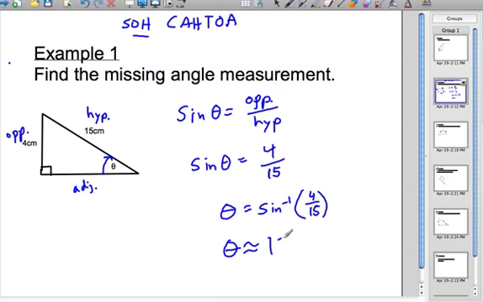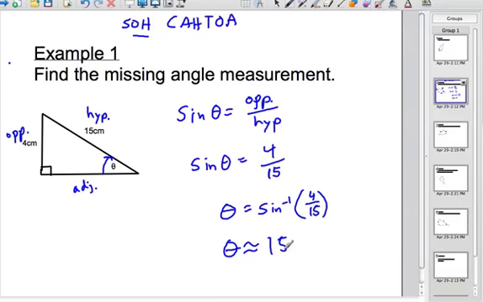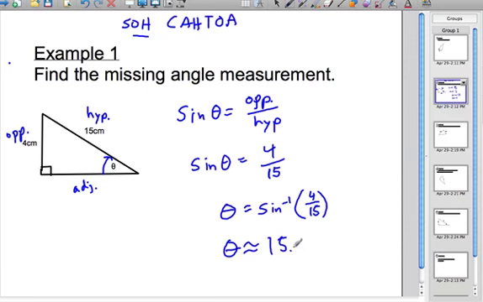That makes sense. That angle looks about 15. What was the measurement again? 15.5 degrees. Alright, so theta is approximately equal to 15.5 degrees. So the procedure is very similar to finding missing side lengths, but we're going to use the inverse trigonometric functions.